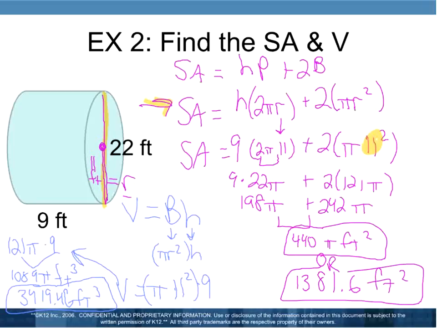So one question came through the chat area. Height is always perpendicular to the radius. Yes, that is absolutely right. Height and radius are always going to meet at a 90 degree angle. Good job. Yes. Any other questions?